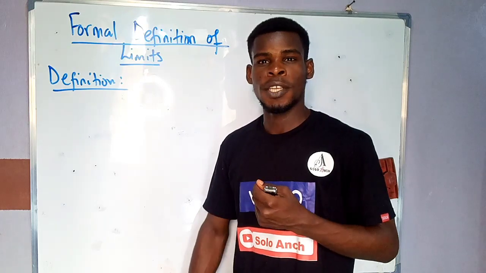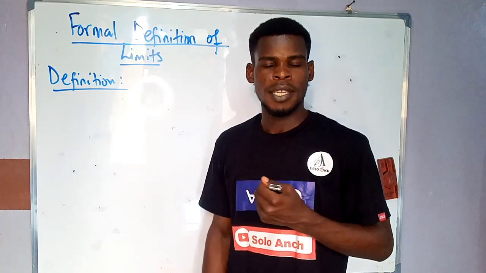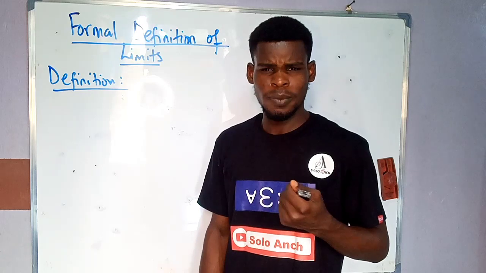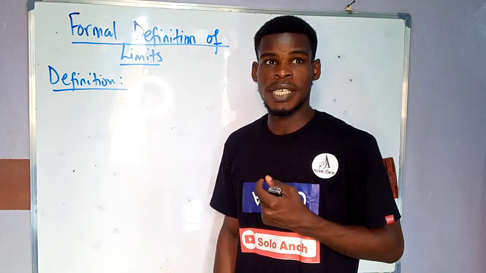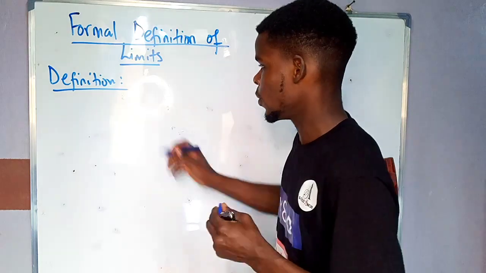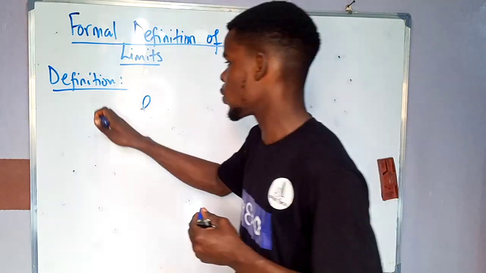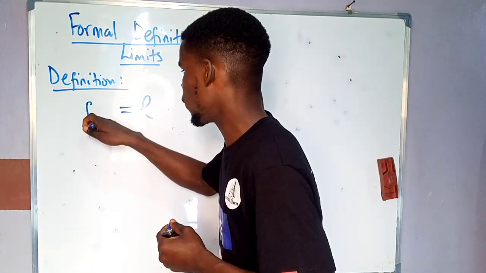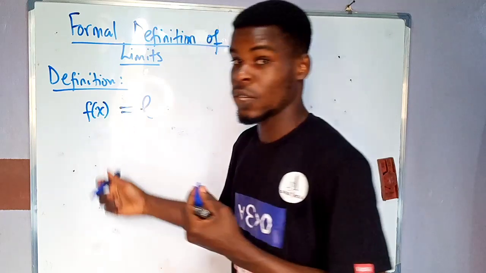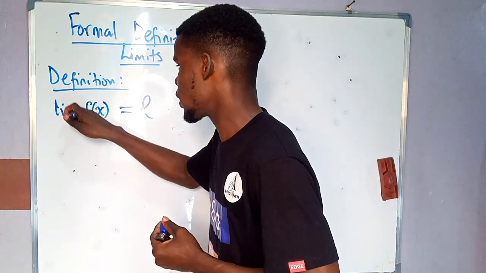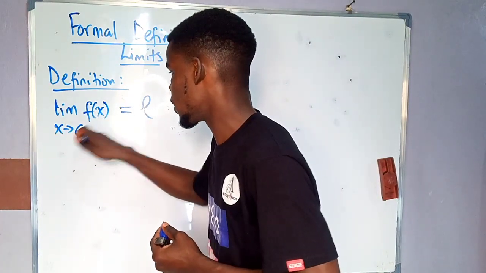In this video, we want to learn the formal definition of limits. Now, in one of our previous videos, we talked about an informal definition of limits, where we say that a unique real number L is called the limit of a function, let's say f. And if we call f a function of x, this limit as x tends to c.